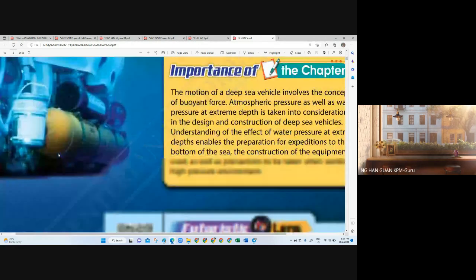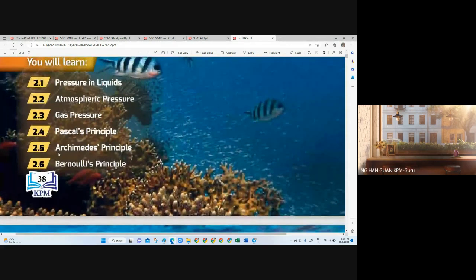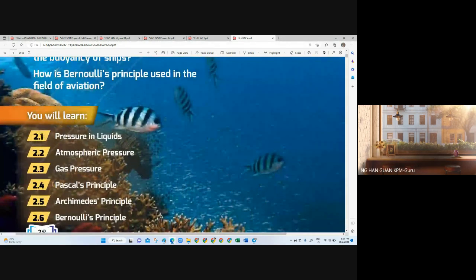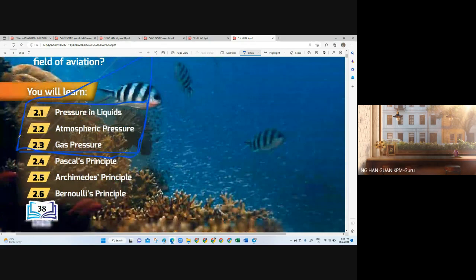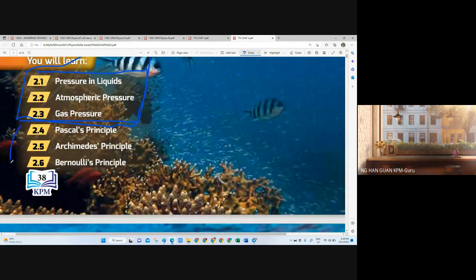Okay, chapter 2 will focus on the calculation about the pressure. All right, so there are a few different pressures here. We're going to split this chapter into 2 different parts. The first part focuses on the calculation of pressure, either the pressure in liquid, atmospheric pressure, or gas pressure. The second part is about the 3 different principles, which are also related to the applications of the concept of pressure.